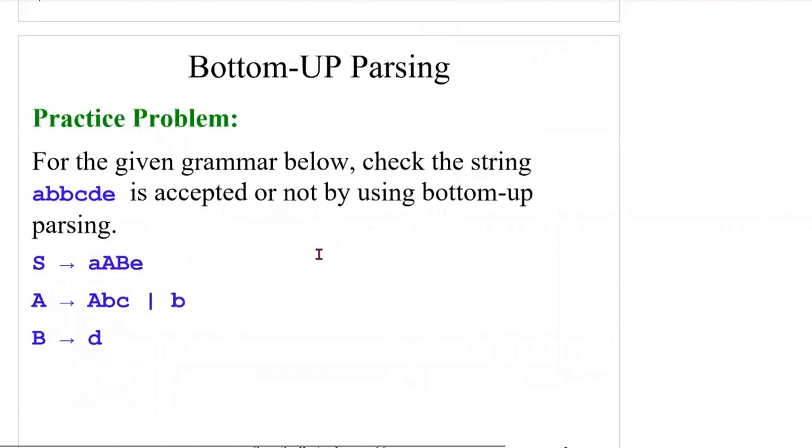Now, like that, one more example is given. You can practice this. First you can take the string A, B, B, C, D. Now you need to derive S, the starting variable. If you get the root, then you can say the string is accepted. Now left to right, leftmost derivation.